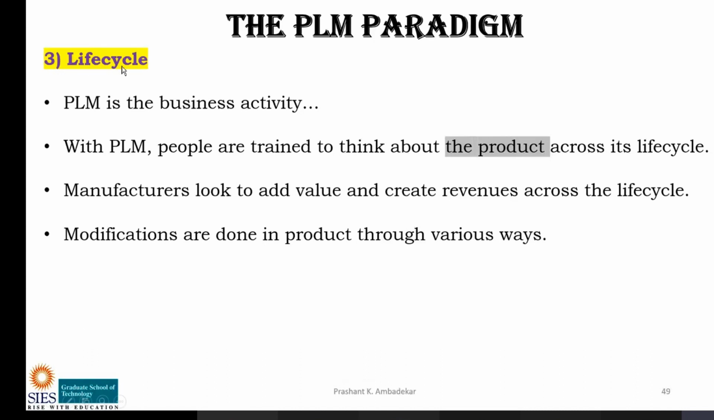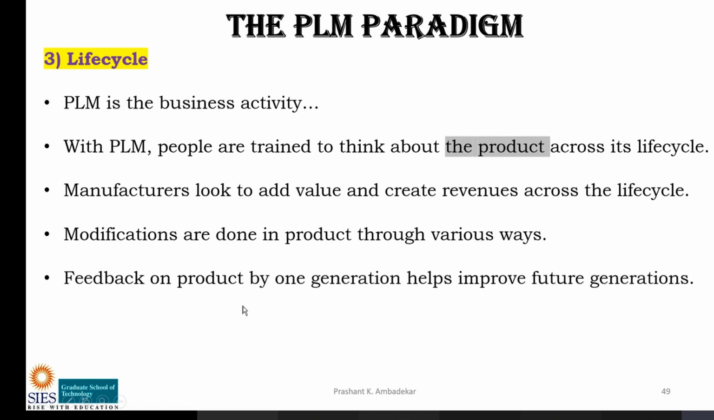It is about the life cycle of the product, so the modification should be done in this way. Feedback on a product by one generation helps improve future generations. So whenever a product is launched in the market, feedback is given on the product by one generation, so one version of the product will come. In the next version of the product, the feedback has been taken care of and the product is improved.